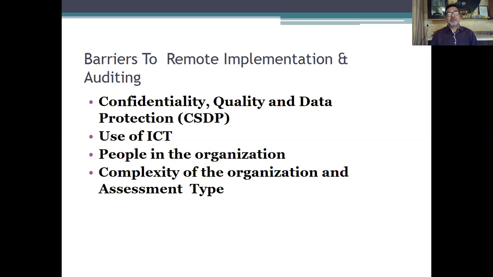Complexity of the organization. In case of complex organization, processes or products and services, a careful analysis of feasibility of remote implementation and auditing to be fully evaluated by the organization and the certification body.